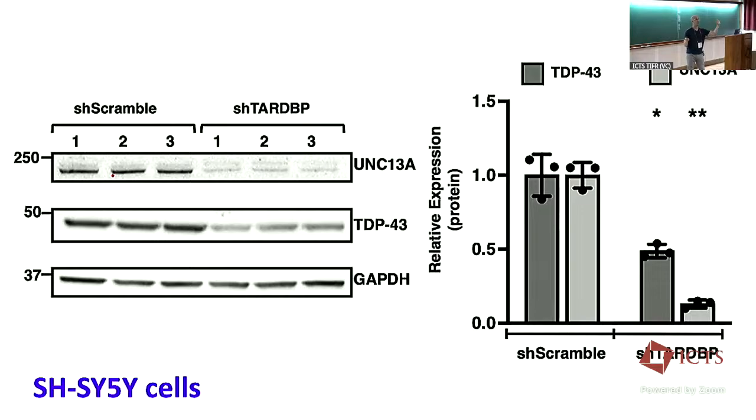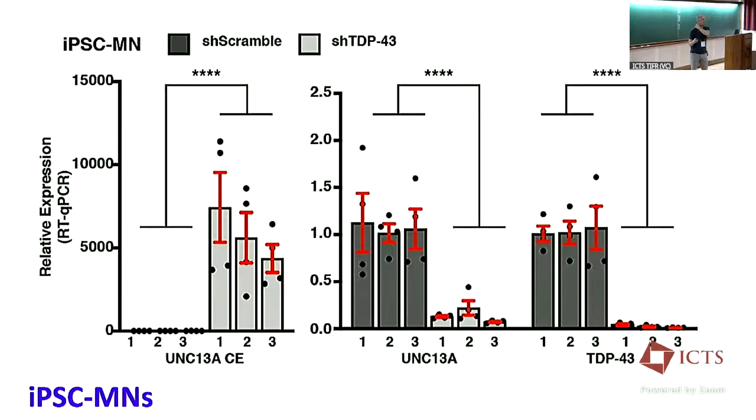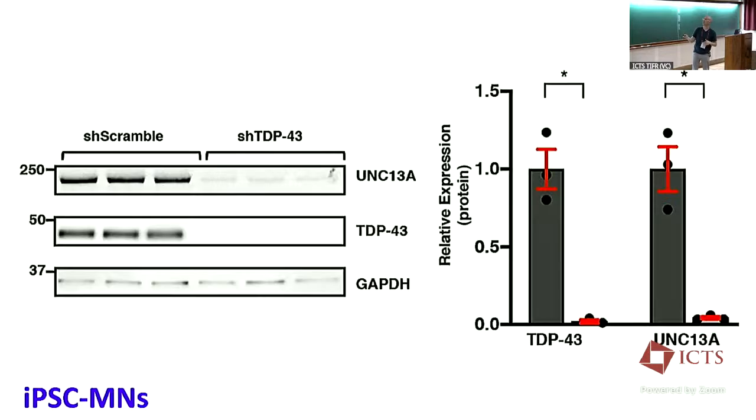I'll say a lot more about this in a second. This was in a neuroblastoma cell line. She also did this in motor neurons differentiated from human iPS cells. Three independent lines: knock down TDP43, the cryptic exon goes up, the full-length transcript goes down, the protein's eliminated.